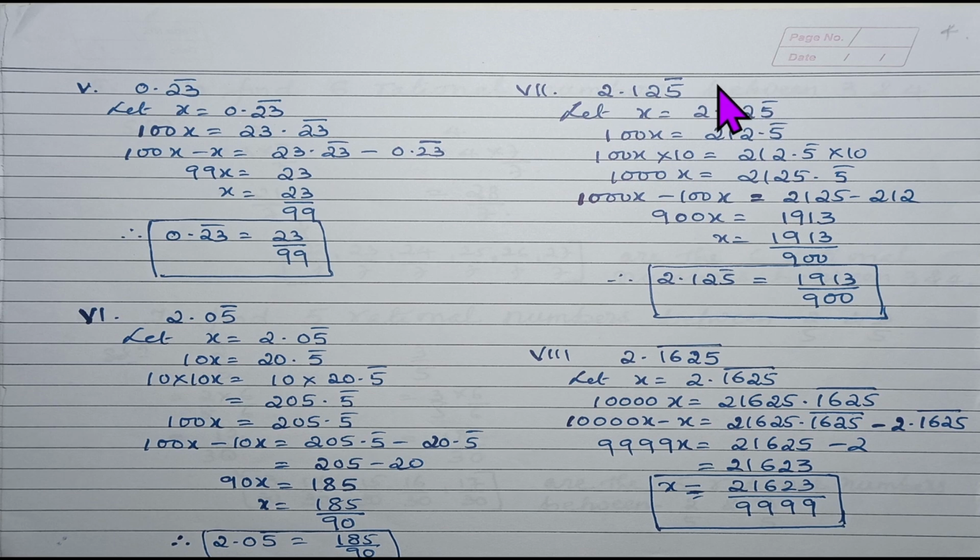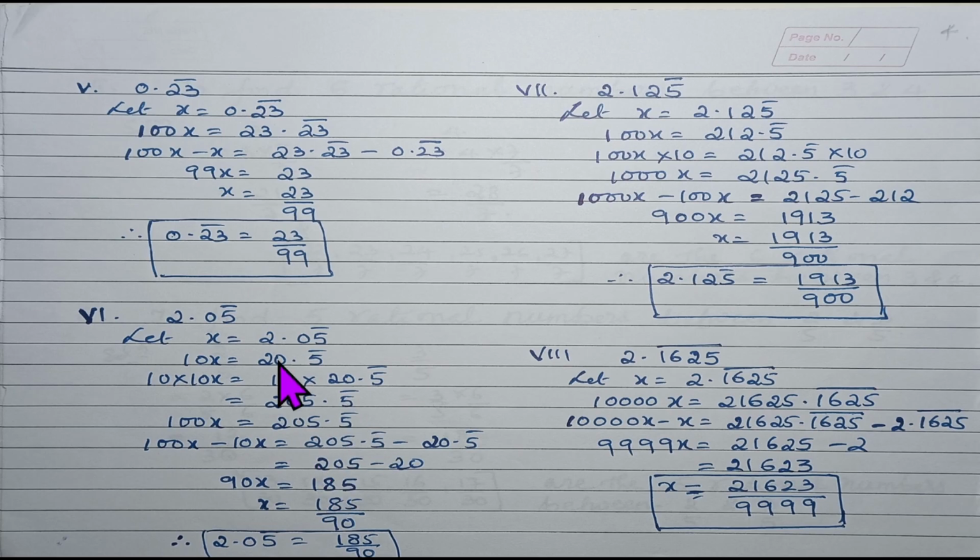Now the sixth example is here, that is 2.05 bar. It is impure part again. So first multiply by 10x, so that you get 20.5 bar. Move 5 to the integer part. For that you have to multiply by again 10. So 10 into 10x becomes 100x, and it becomes 205.5 bar. Subtract 10x from 100x, it becomes 90x, and 5 bar will cancel.